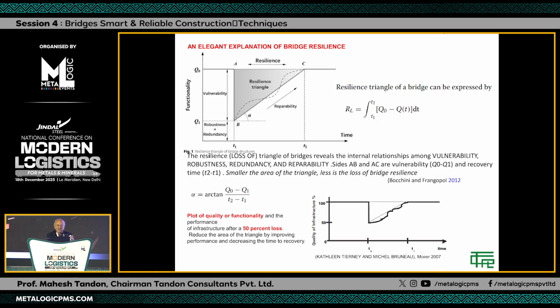Although it is called the resilience triangle, it is the loss of resiliency for various reasons that comes into the picture. So you can integrate this, or you can just multiply it. It's just a simple thing. And there is an angle alpha here. This is important because if the angle becomes larger, the resilience triangle becomes smaller, and that's what we are aiming for.